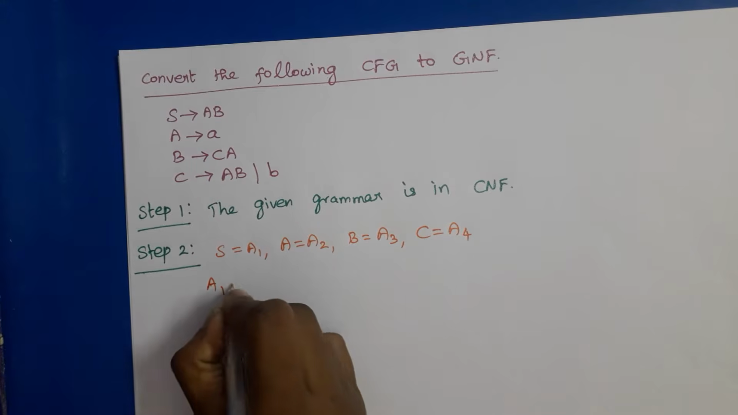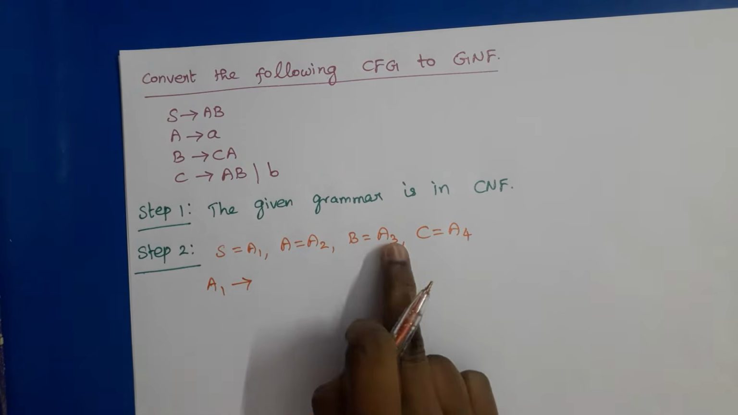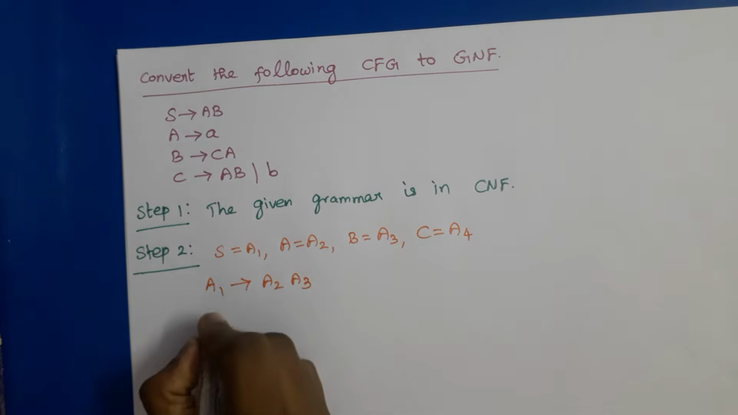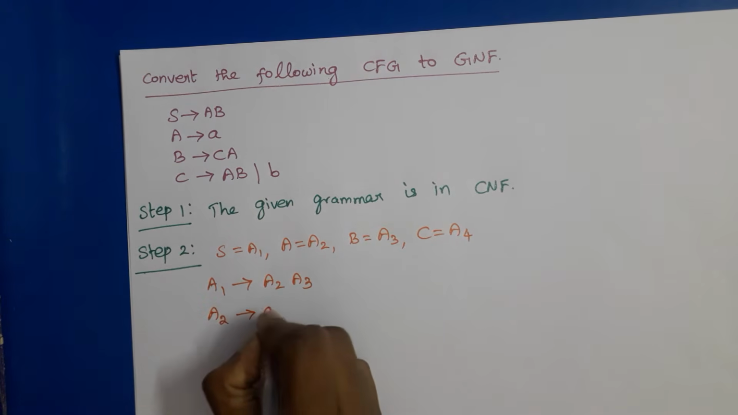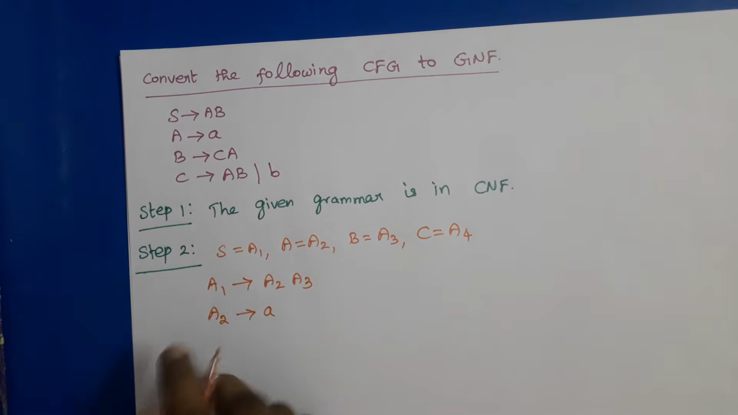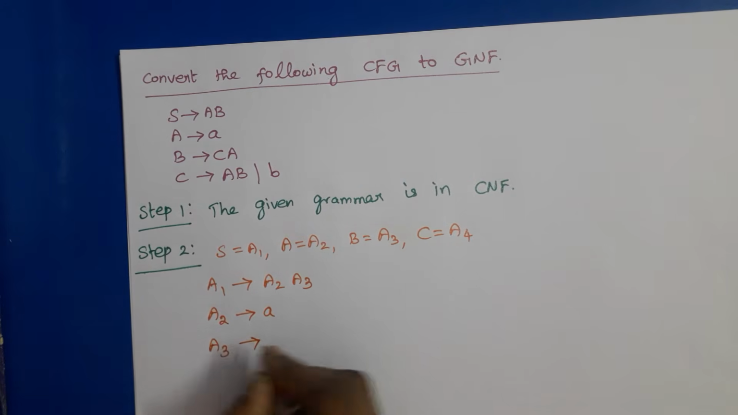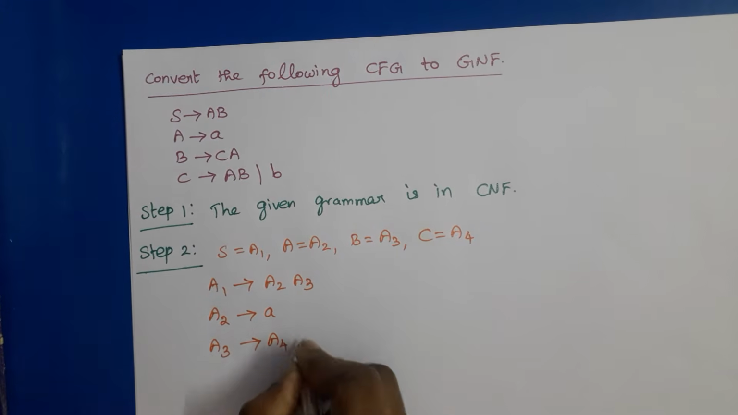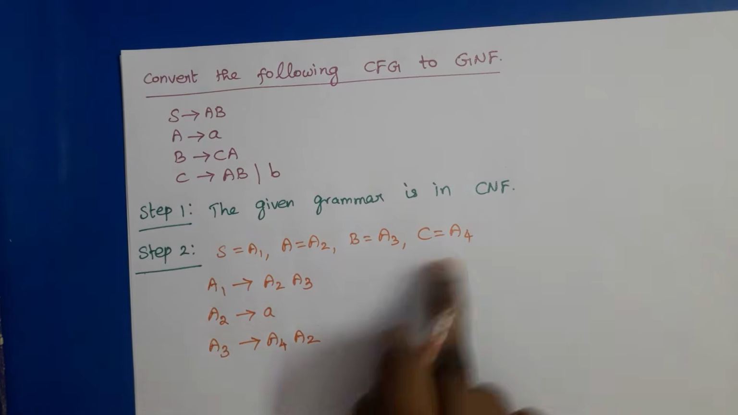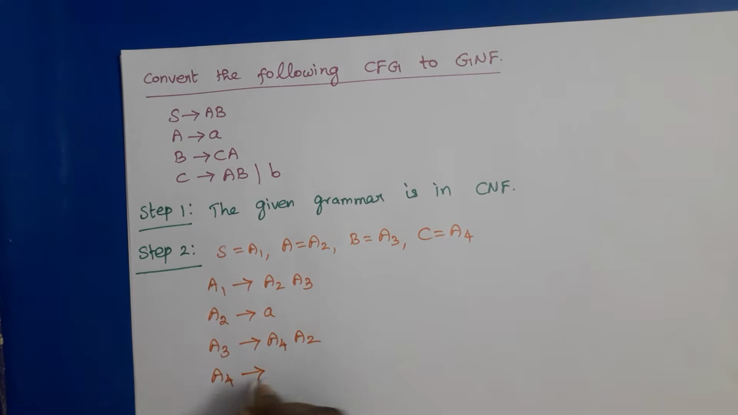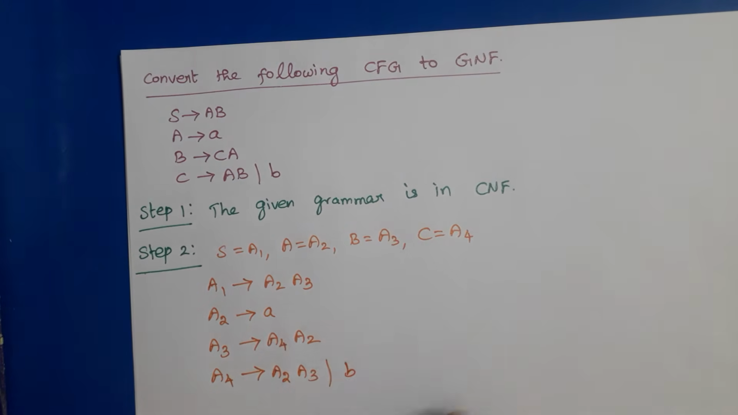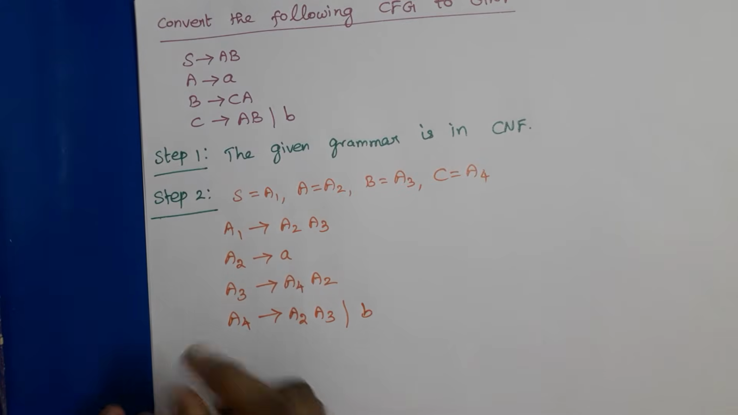So A1 tends to AB, so A2 A3. Then A, means A2 tends to terminal a. Then B means A3 tends to CA, so A4 A2. Then C, A4 implies AB, so A2 A3 bar the terminal symbol b. So now step 3.